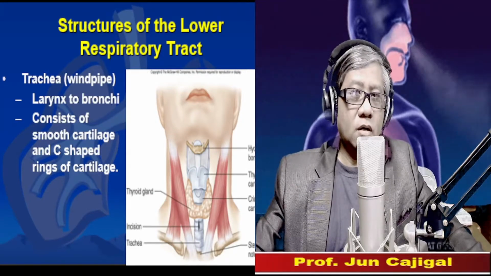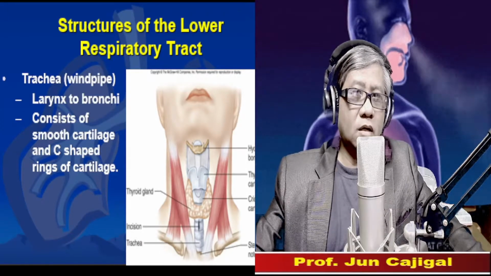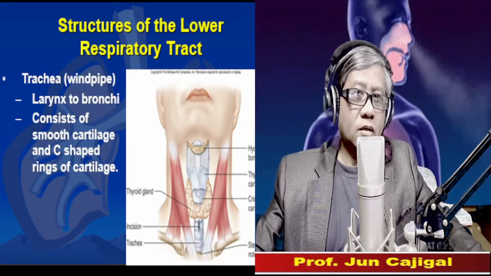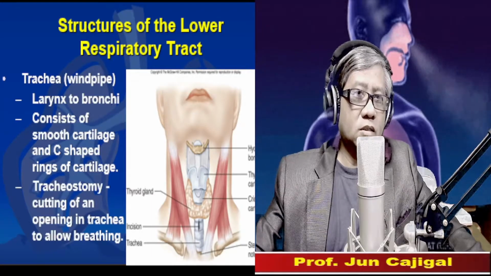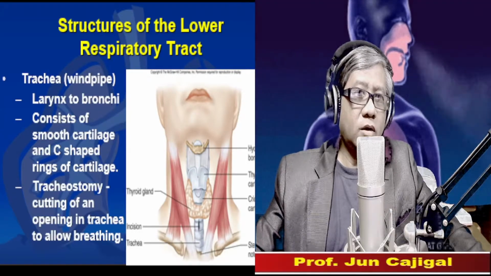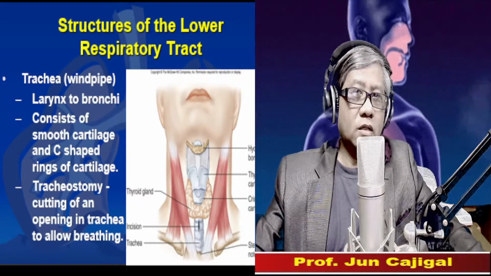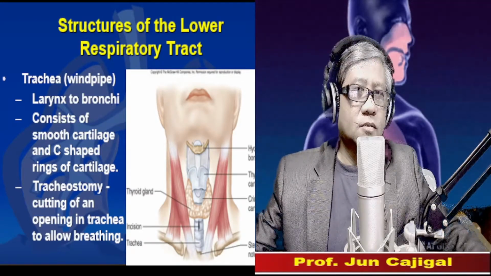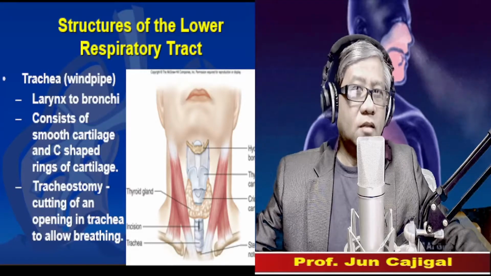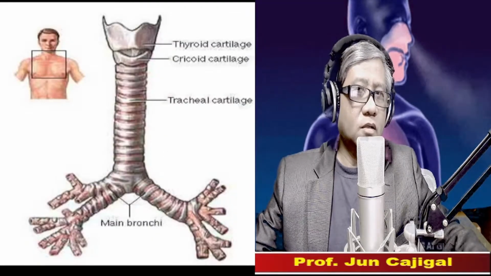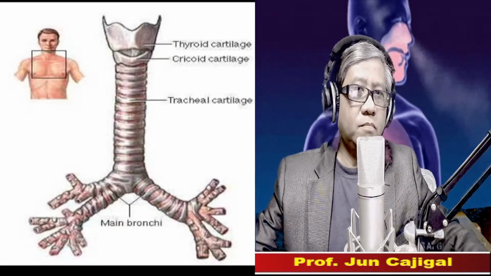And in case the trachea is blocked by an object and the person cannot breathe, there is a surgical procedure known as tracheostomy. This is the cutting of an opening in the trachea to allow the person to breathe in case of blockage. So that's the trachea. And again, the trachea is that long tube that connects your larynx or voice box to your bronchi. Your bronchi then send air to your lungs. Your trachea is a key point of your respiratory system.